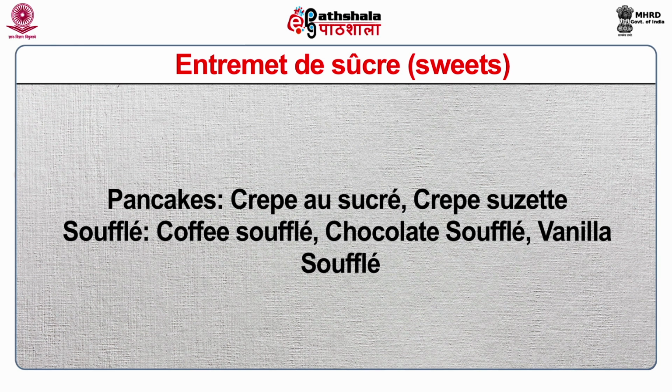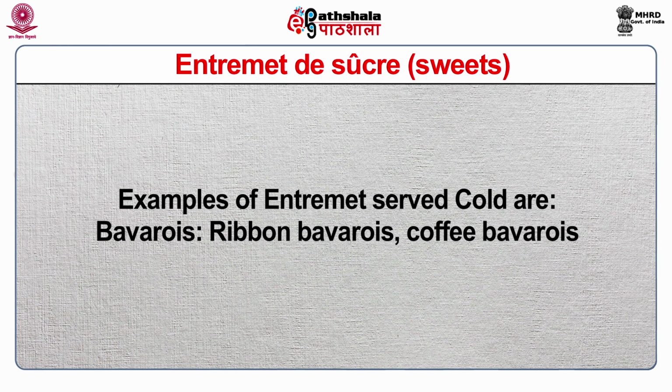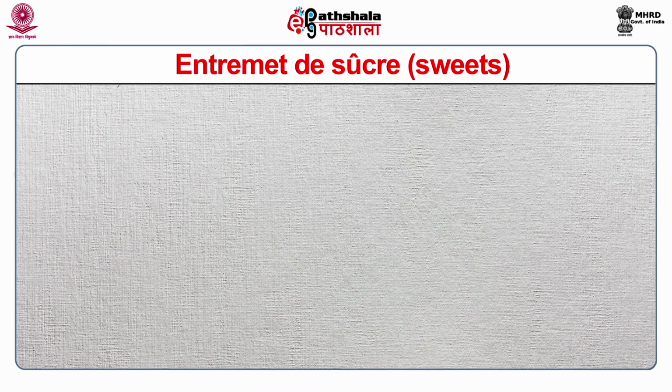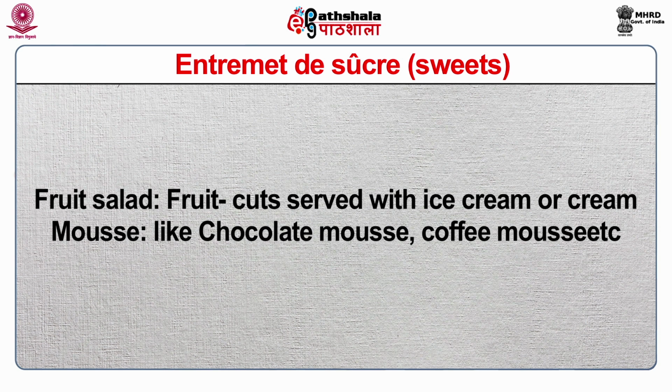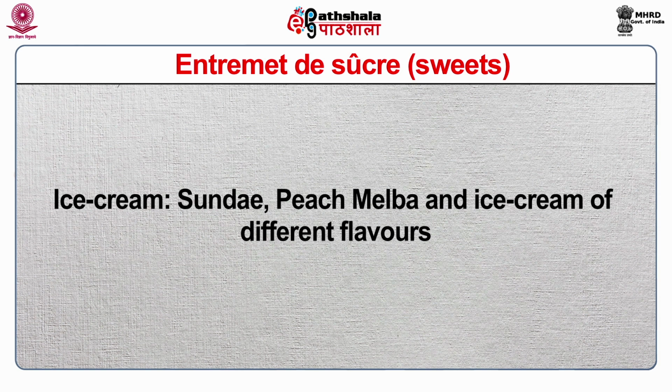The pancakes, for example crêpe Suzette. Soufflés can be a coffee soufflé, chocolate soufflé and vanilla soufflé. Examples of entremet served cold are bavarois, which is ribbon bavarois or coffee bavarois. Fruit salad, the fruits cut and served with ice creams or creams, mousse like chocolate mousse, coffee mousse, etc. The ice creams can be sundae, peach melba and ice creams of different flavors.